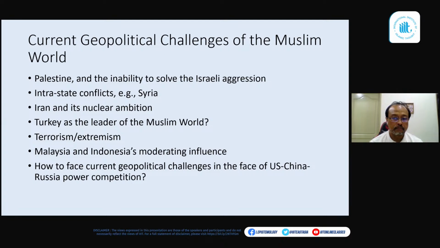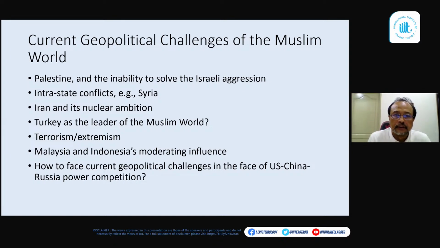There are also concerns regarding terrorism and violent extremism in the Muslim states, and this could also spread to others. But at the same time, you see also some states that have this moderating influence among the Muslim states, especially when you look at Malaysia and Indonesia. Also, the question of how Muslim states face the current geopolitical challenges in the face of US-China rivalry, and now also Russia, in terms of power competition.